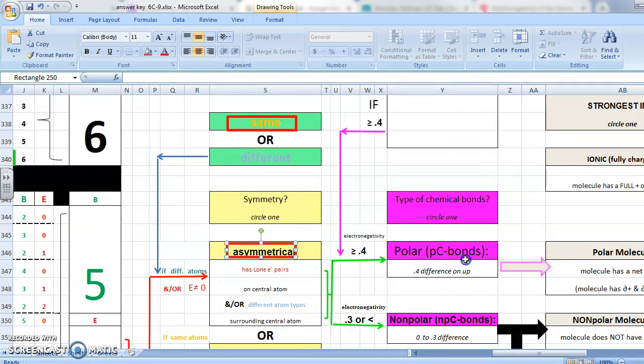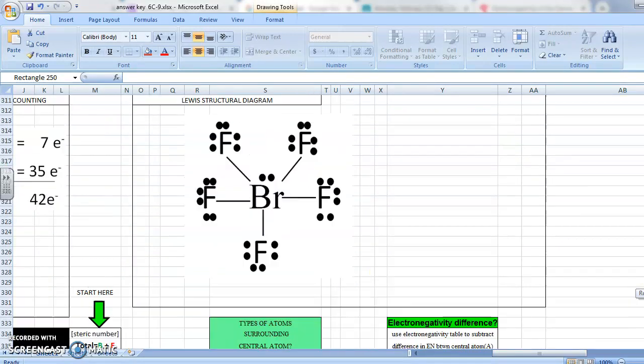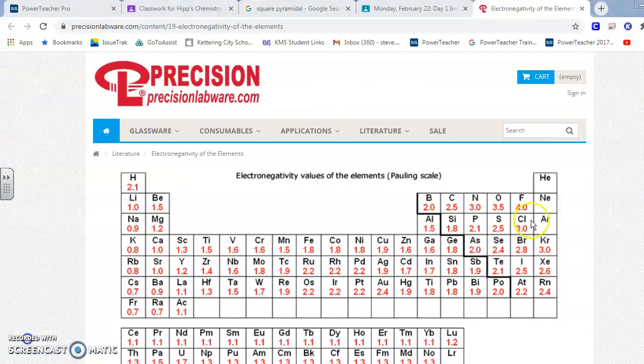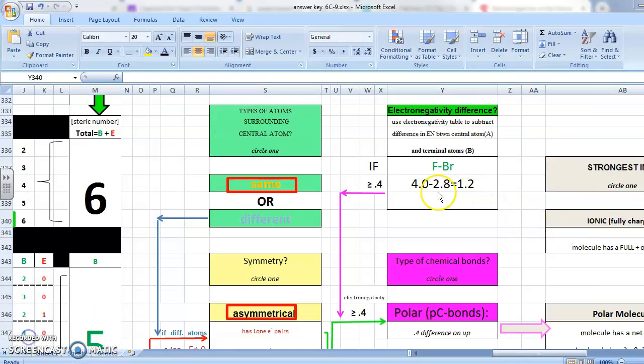For the molecule to be polar, we have to have polar bonds. This molecule has fluorines on a bromine. Fluorine sharing with anything is going to be polar. Fluorine's 4.0, bromine's 2.8. We will subtract the differences right now. Fluorine's 4.0, bromine's 2.8. The difference is 1.2. That's polar. For this class, 0.4 on up is polar, so we can come down here and circle the fact that this thing is going to have polar bonds.